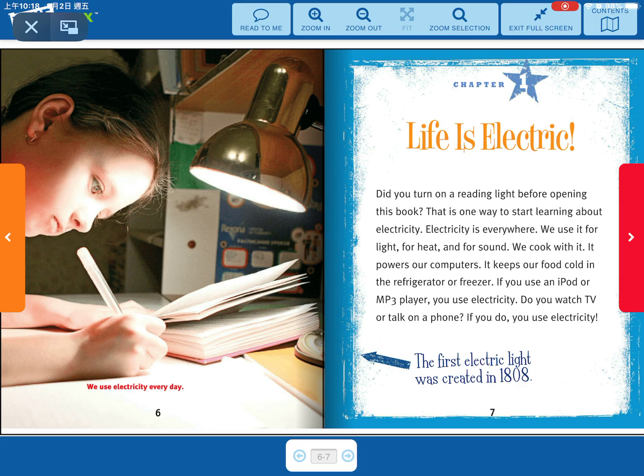Electricity is everywhere. We use it for light, for heat, and for sound. We cook with it. It powers our computer. It keeps our food cold in the refrigerator or freezer. If you use an iPod or MP3 player, you use electricity. Do you watch TV or talk on the phone? If you do, you use electricity.